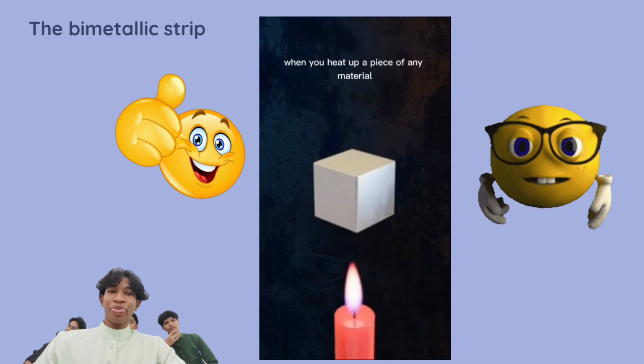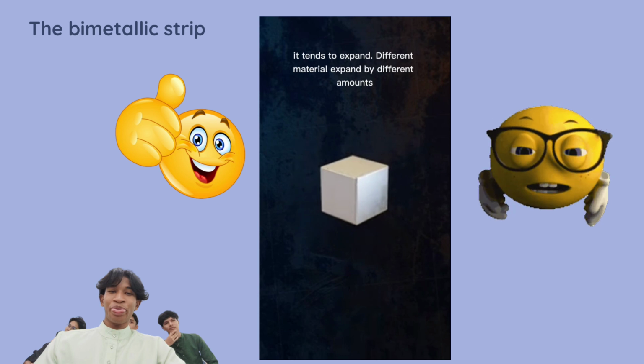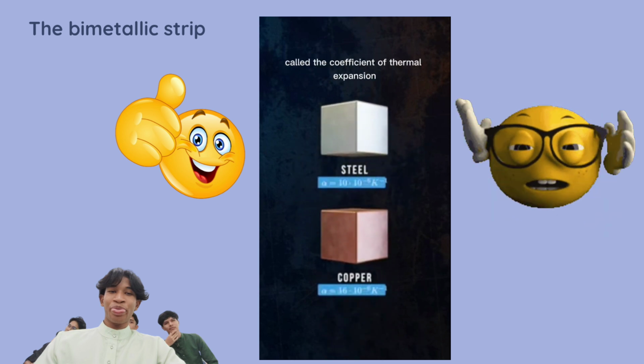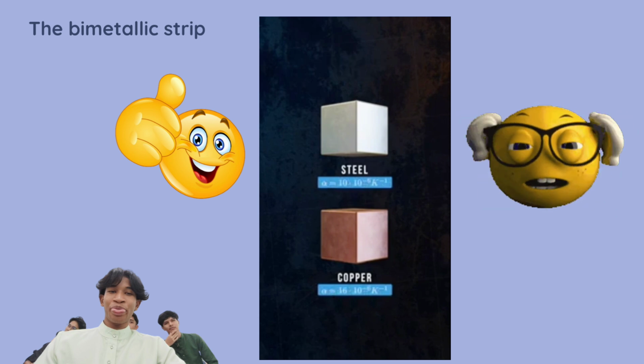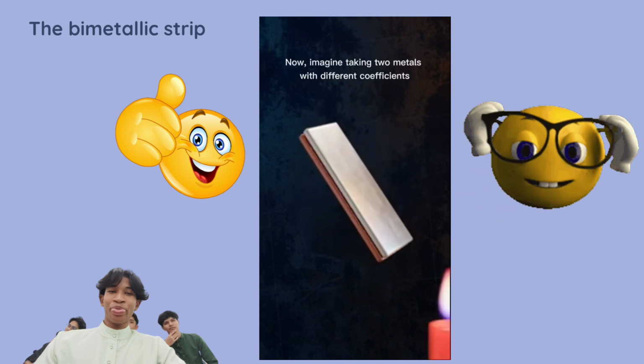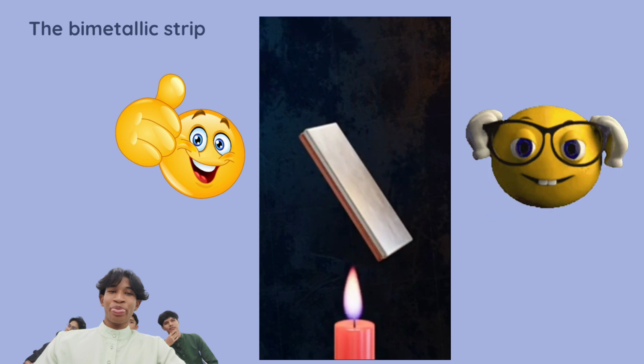When you heat up a piece of any material, it tends to expand. Different materials expand by different amounts based on a property of the material called the coefficient of thermal expansion. Now, imagine taking two metals with different coefficients, joining them and heating them up. What do you think will happen?